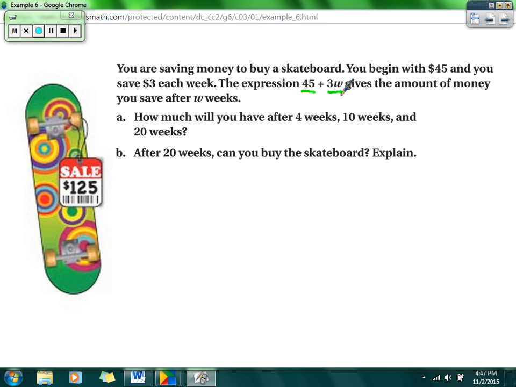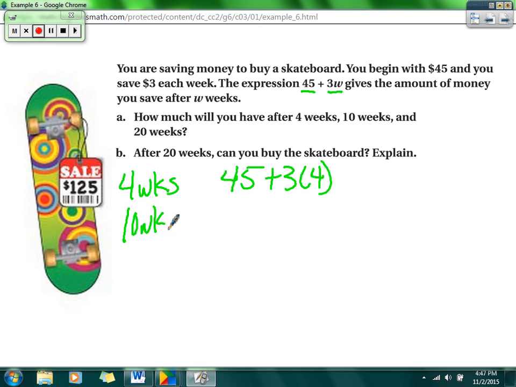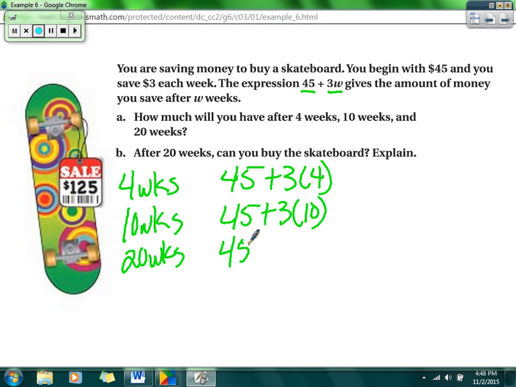So this, again, you're just substituting in. If I want to know after 4 weeks, I know my W is 4. So 45 plus 3 times 4, and you can get that answer. 10 weeks is 45 plus 3 times 10, and 20 weeks is 45 plus 3 times 20. I believe that you can get those answers from them.